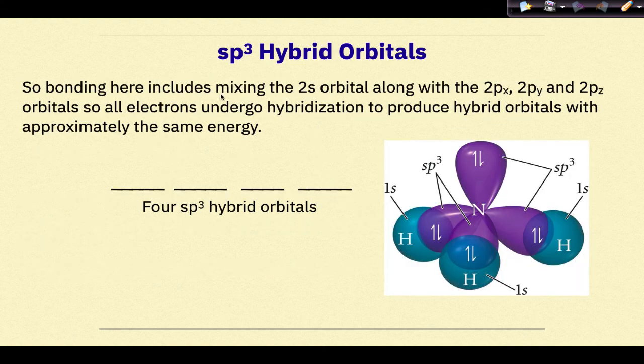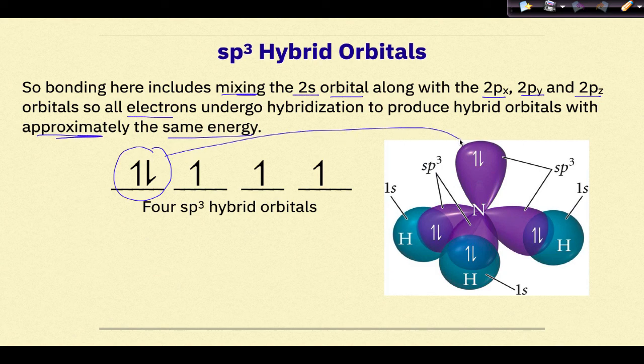So bonding here includes mixing the 2s orbital along with the 2px, the 2py, and the 2pz orbitals, so all the electrons undergo hybridization to produce hybrid orbitals with approximately the same energy. So now our 4 sp3 hybrid orbitals combined together would be 1, 2, 3, 4, and then that 5th electron, this would be our lone pair, representing this lone pair here in the diagram, with these other orbitals having only 1 electron and able to bond with the hydrogens.